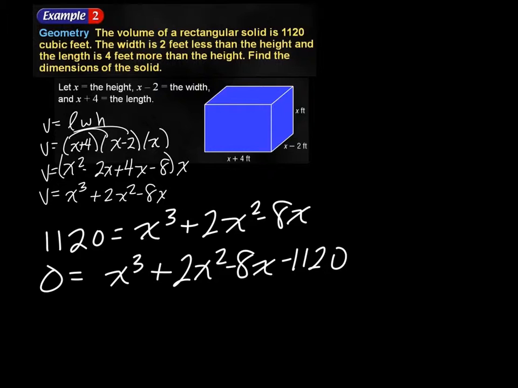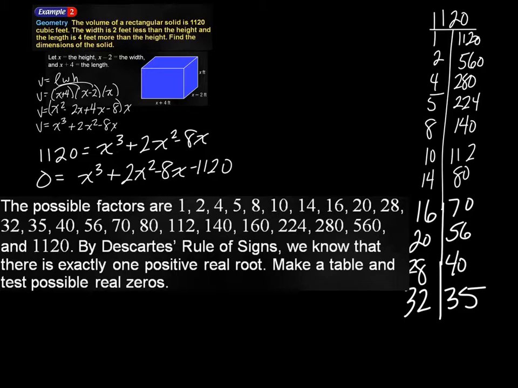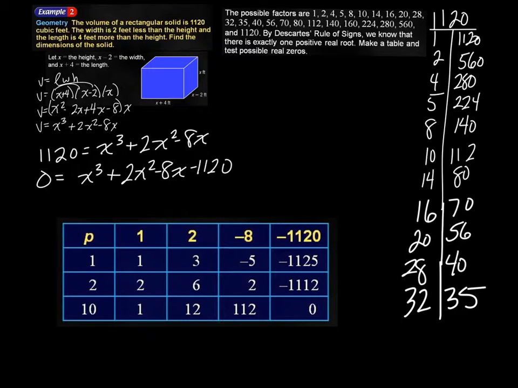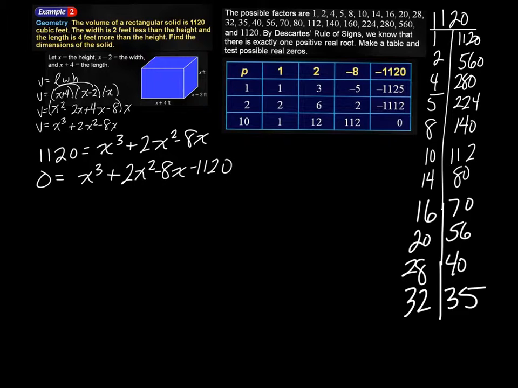Okay, lead coefficient is 1, so all we have to do is check factors of 1,120. We just got this short little list of possible factors, ha ha ha. By Descartes' rule of signs, we know there's exactly one positive real root, so we can make a table and start testing or use your calculator. And the first one that worked was 10. So all of that to say, we found our one positive zero, which you could have found very quickly on your calculator, at 10. So if x is 10, then x minus 2 is 8, and x plus 4 is 14.